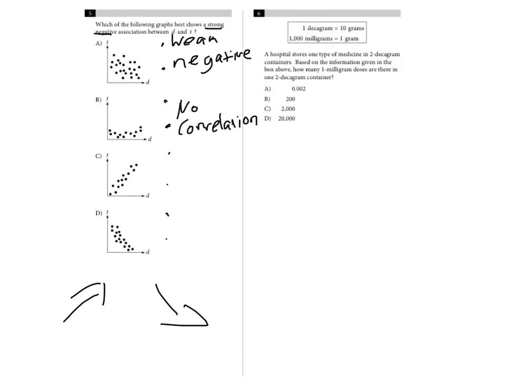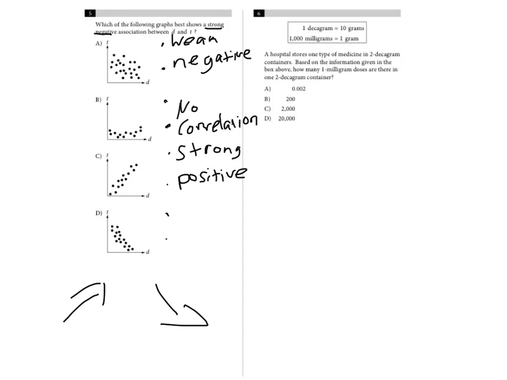Okay, what about C? Let's look at the points. They're pretty bunched up. They're pretty close together. So I would say that's strong. What about it? Are they going in the positive direction or negative direction? It looks like it's going in the positive direction. It looks like it has a positive slope. So it's a strong positive correlation.